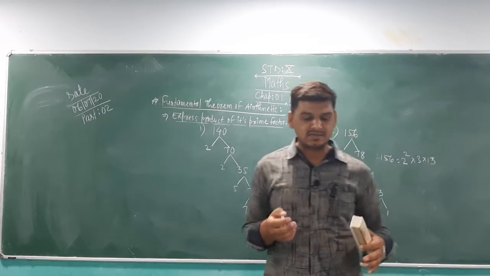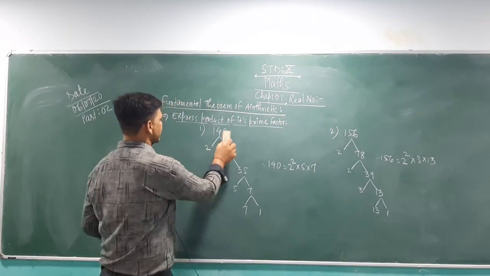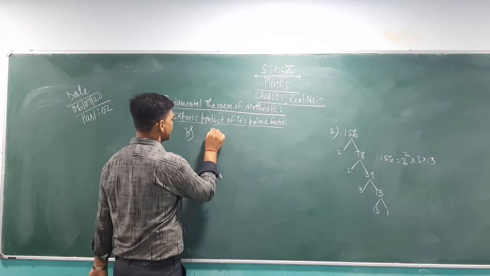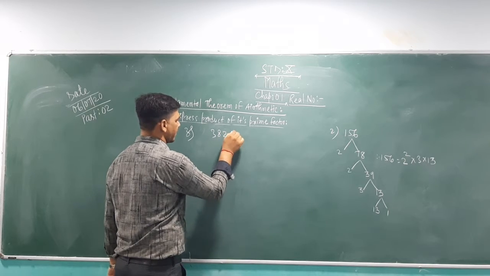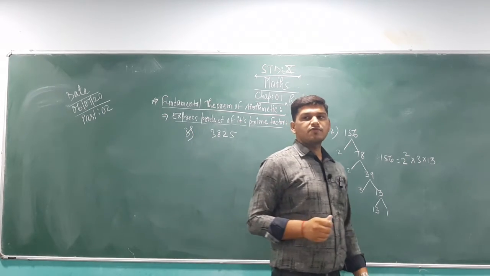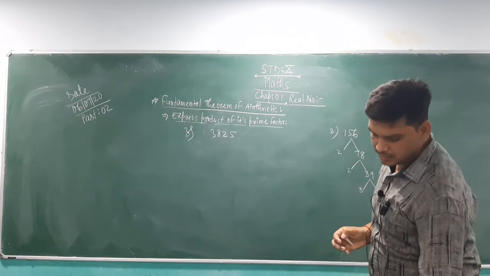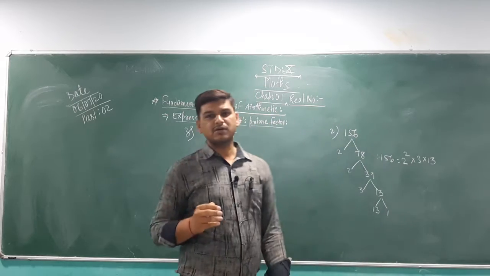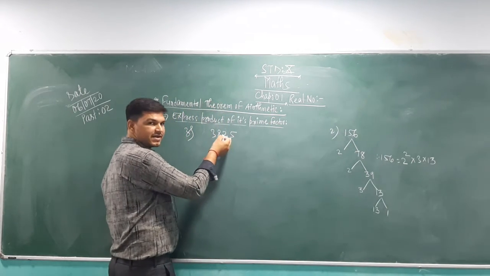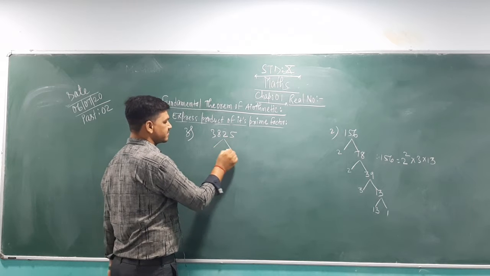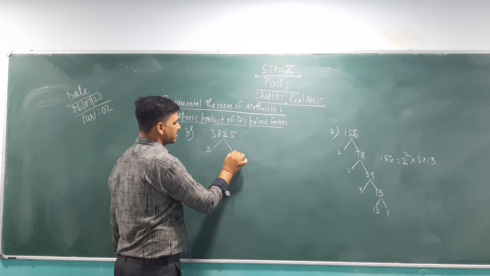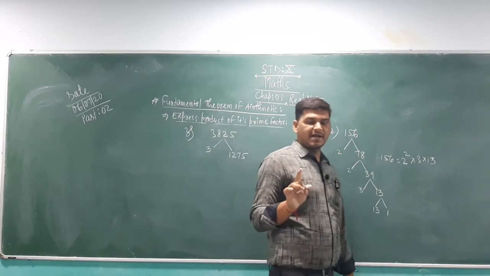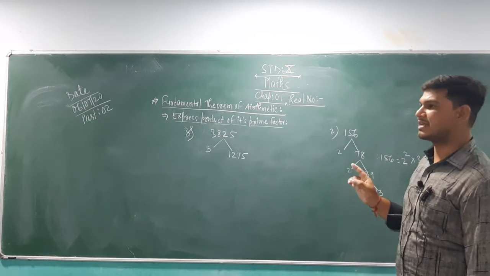Now another example, I will take 3825. How can it be converted? Now the third one, 3825. I want to factorize 3825 into prime factors. How will I divide this 3825? First of all, 3825 is not divisible by 2, so it is divided by 3. 3 ones are 3, 3 twos are 6, 3 sevens are 21, so if you divide 3825 by 3, you will get the answer 1275.